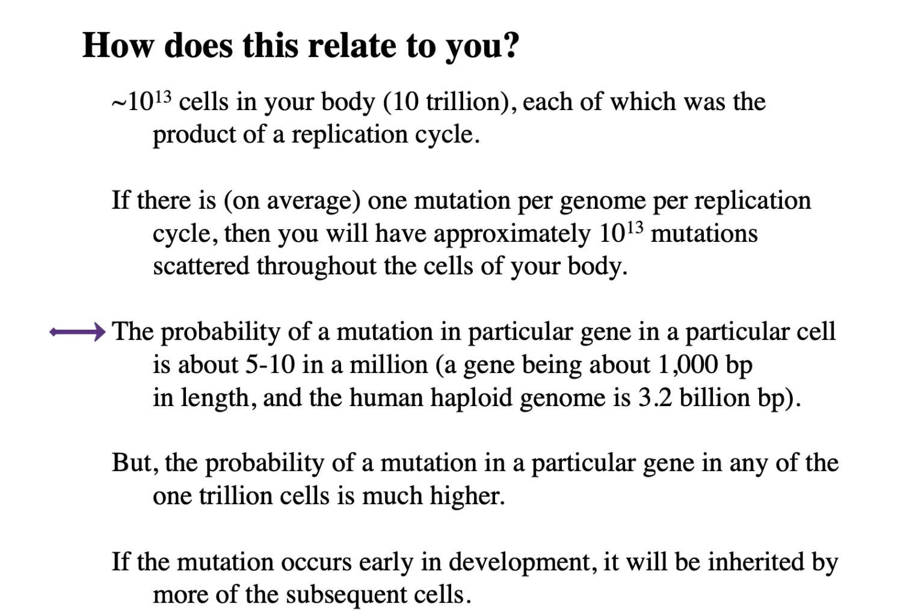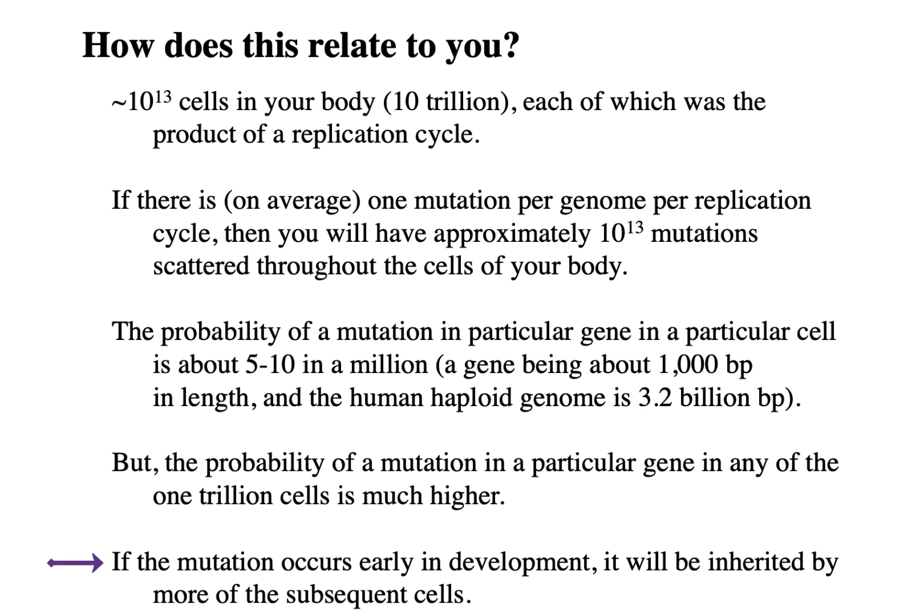The probability of a mutation in a particular gene in a particular cell is about 5 to 10 in 1 million, a gene being about 1,000 base pairs, and the haploid genome of humans being about 3.2 billion base pairs. But the probability of a mutation in a particular gene in any of the 1 trillion cells is actually higher. So you'll have mutations, again, not being zero, scattered throughout your cells and scattered throughout your genes.